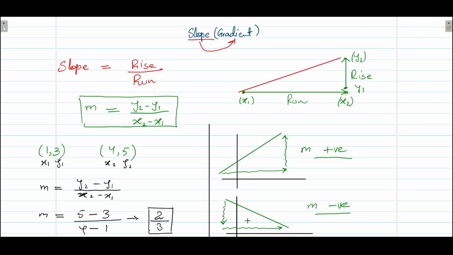Anyways, this is a general way to show that the slope will be positive if we have a line like this. The slope will be negative if we have a line like this. Moreover, there are a few more concepts to explain in the concept of slope.